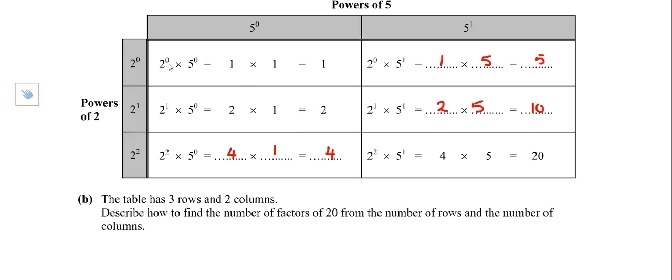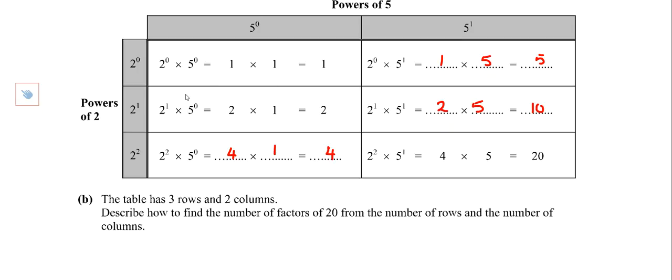So I've got 2 to the power of 0, 2 to the power of 1, 2 to the power of 2, with 5 to the power of 0. But then we go again: 2 to the power of 0, 1, 2, but this time it's 5 to the power of 1. Why have we not got a third column with 5 to the power of 2? It wouldn't equal 20. 5 to the power of 2 is already 25, so you haven't got 2 to the power of anything.